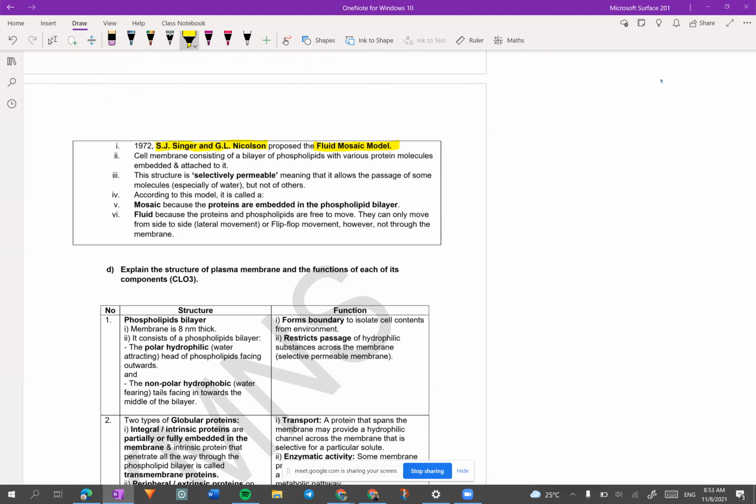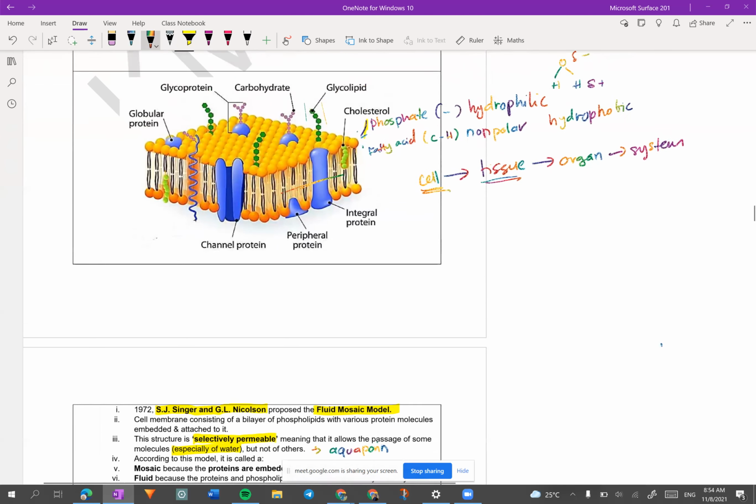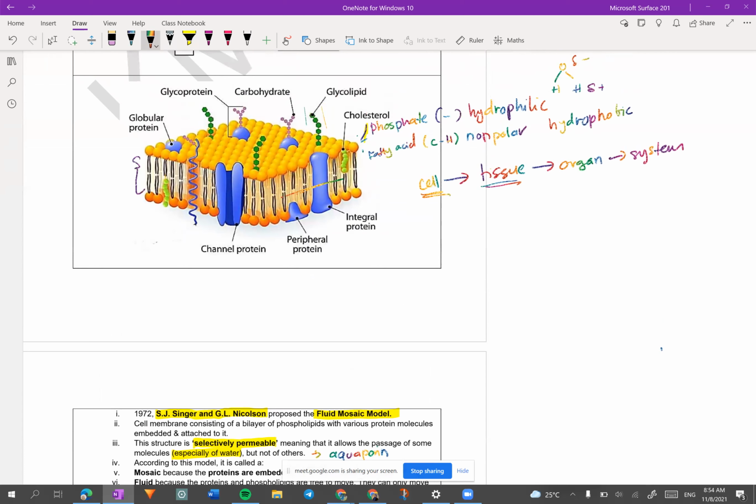Cell consists of bilayer phospholipid with various of protein molecule embedded and attached to it. Selectively permeable, meaning that it only allow a few things yang boleh melalui dia, especially water, but not others. Okay, here kena tahu kenapa especially water. Sebenarnya sebab dia ada aquaporin. Kalau kita tengok kan, kenapa water sedangkan the non-polar part adalah part yang paling besar. Paling major.